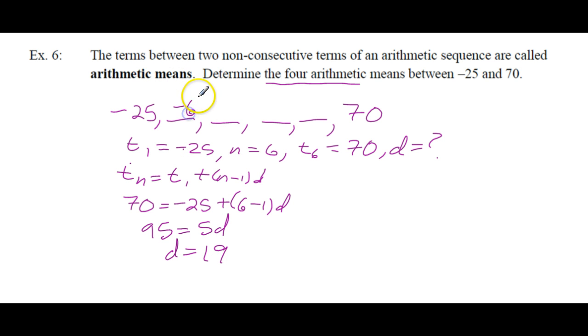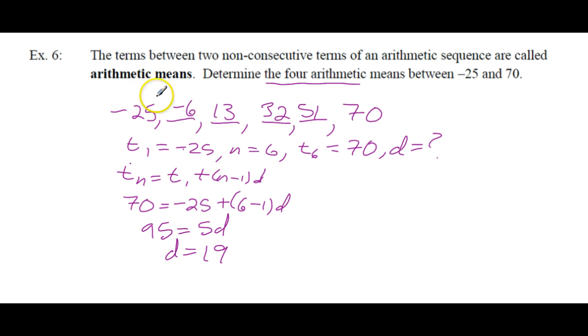It'll give me negative 6. I'm going to add 19. It's going to give me 13. I'm going to add 19, which is like adding 20 and subtracting 1. So that's 32. And then add 20 and subtract 1, and then add 20. Yeah, and there we go. So we have the 4 arithmetic means between negative 25 and 70.